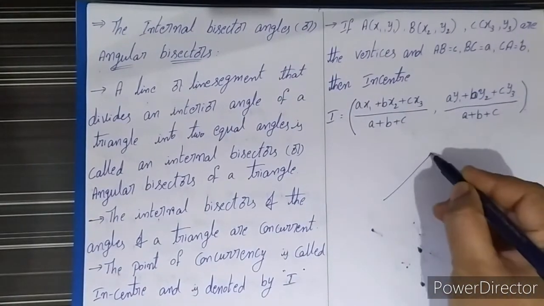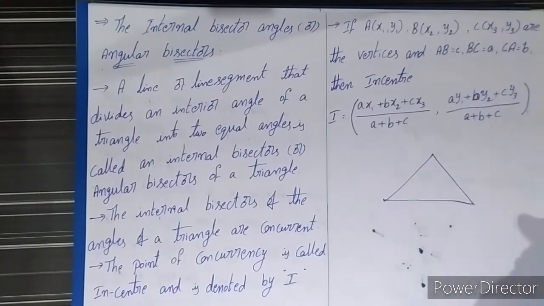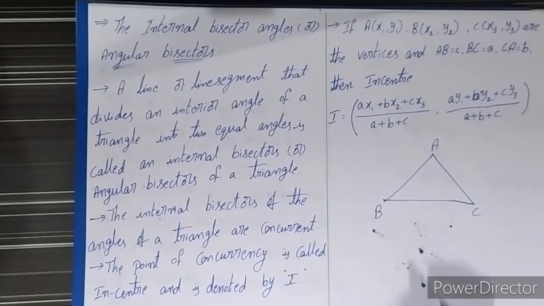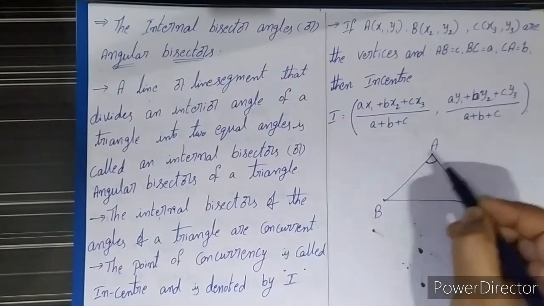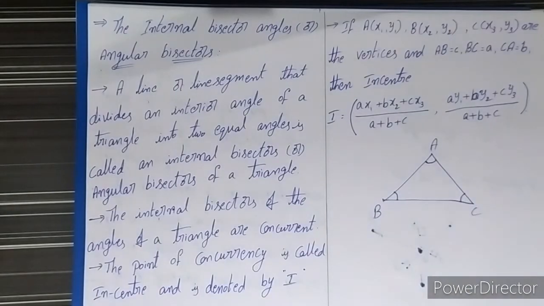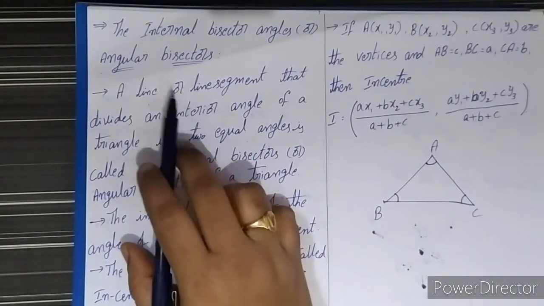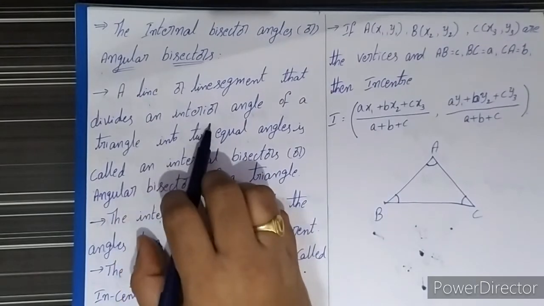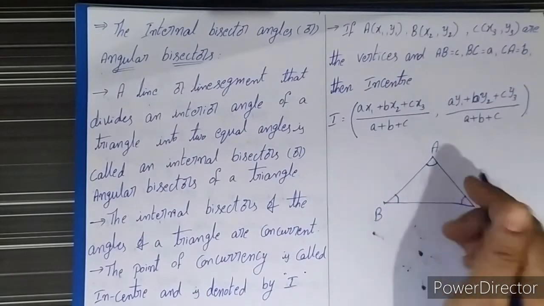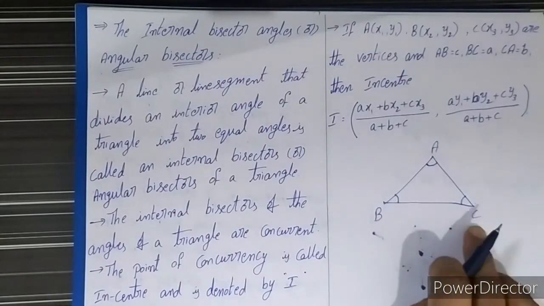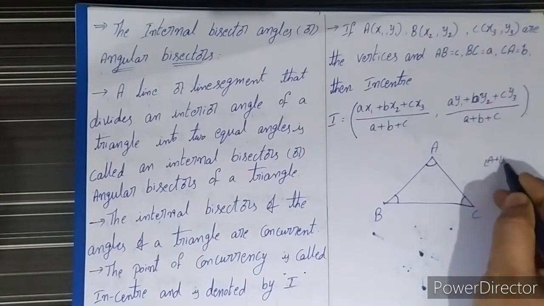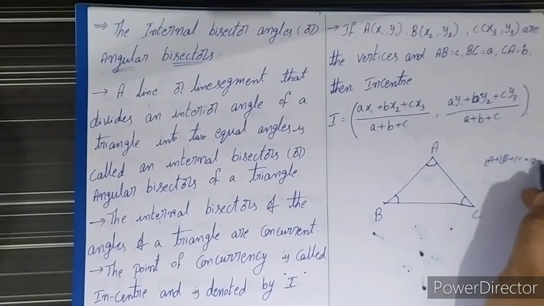This can be explained in this. This is triangle ABC. In this is the angle A and angle B, angle C. A line segment or line that divides an interior angle of a triangle. That means in a triangle, the internal angles are angle A, angle B, angle C. Already we know the internal angles of a triangle, the sum is angle A plus angle B plus angle C is equal to 180 degrees.